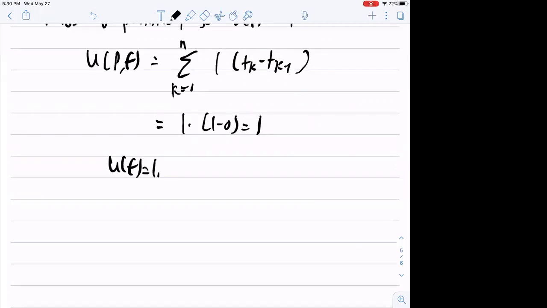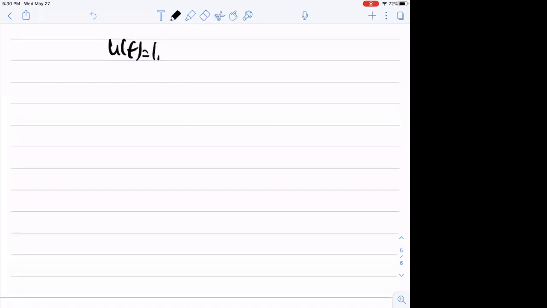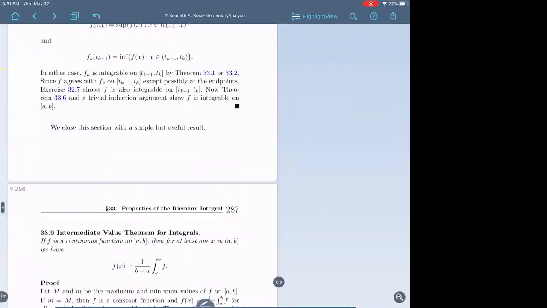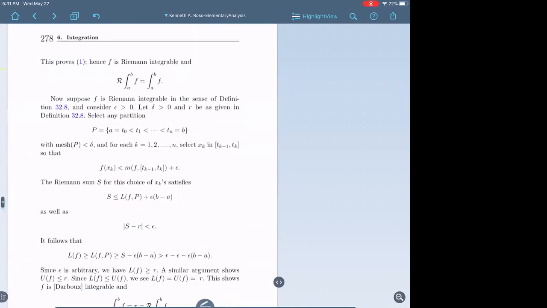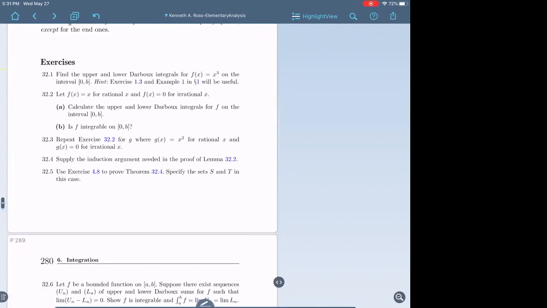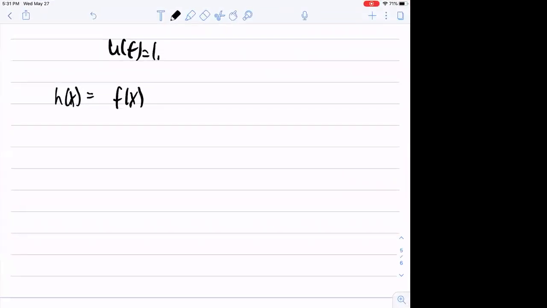Okay, so let me maybe go over a homework question because I think it's kind of a bit hard. Do you all remember that function I gave you the last time? Let me see if I can find it. Right here, f(x) is x for rational x and 0 for irrational x. The lower sum is 0, so L of f is 0.